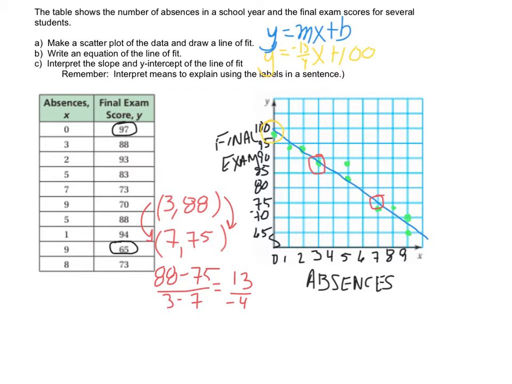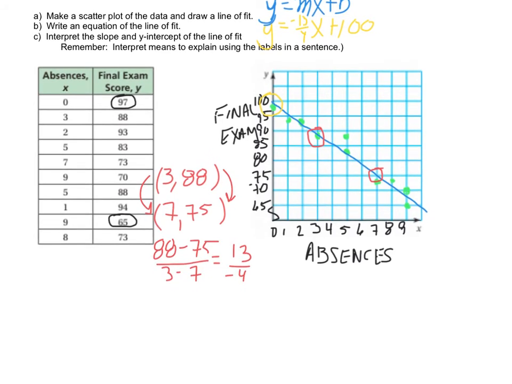Not a nice number, definitely not a nice whole number, but it is what it is. It's the best representation that I have for this line of fit that I've drawn. And then question C, this is always the big one. So question C says to interpret the slope and the y-intercept. So remember, interpret, explain using the labels. So the slope. The slope is not negative 13 fourths. It is, but that's not interpreting.